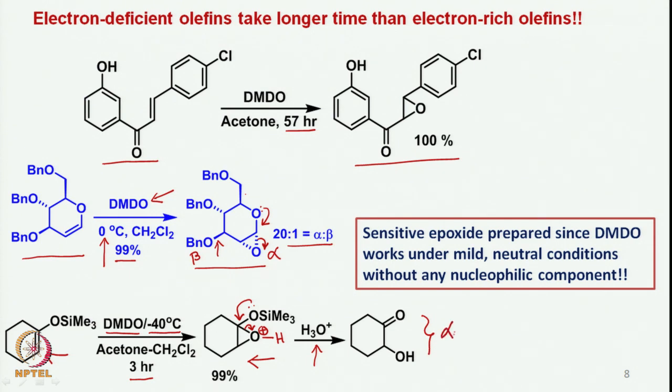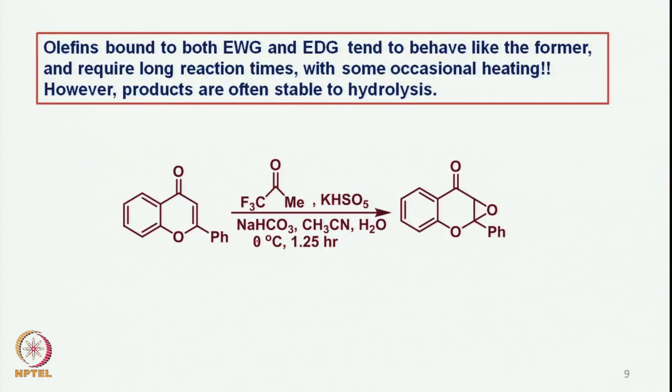So you can get alpha hydroxy ketone readily if you start with enol silyl ether. So a sensitive epoxide is prepared, since DMDO works under mild neutral conditions without any nucleophilic component. This is the sensitive epoxide which is formed, and since there is only acetone as a side product, there is no nucleophile present, so under neutral conditions the epoxide does not open.